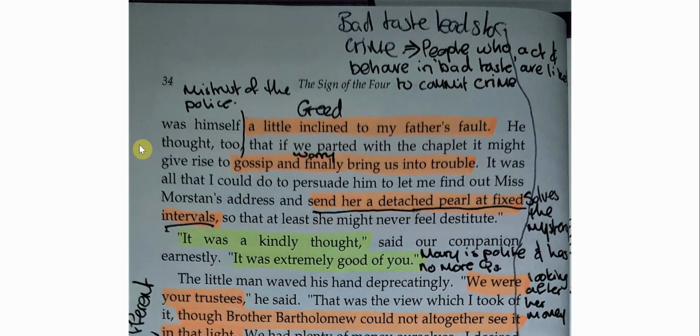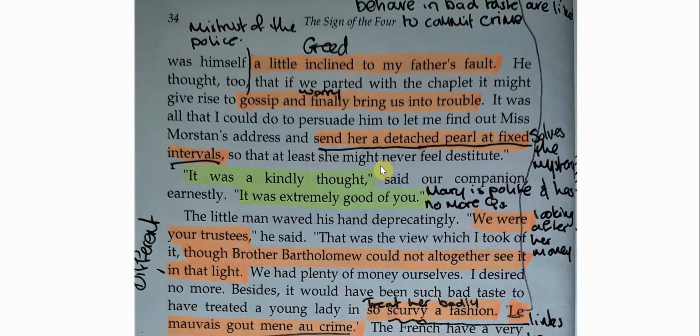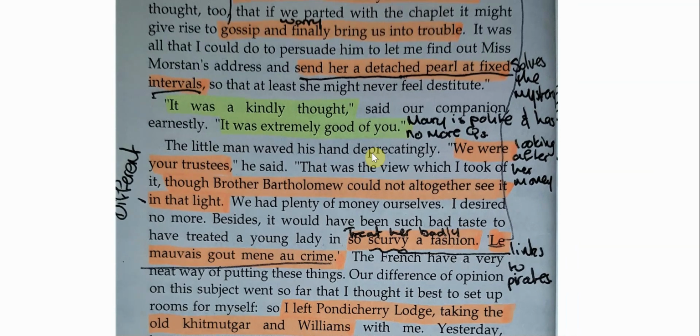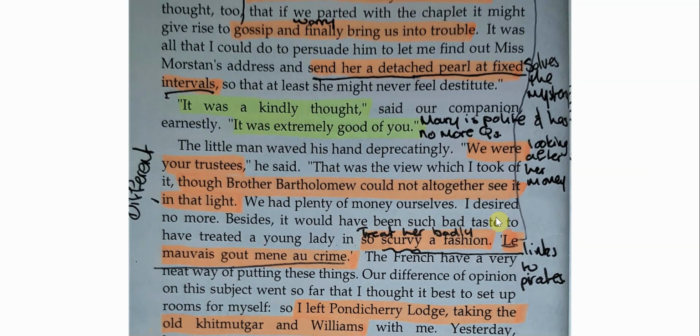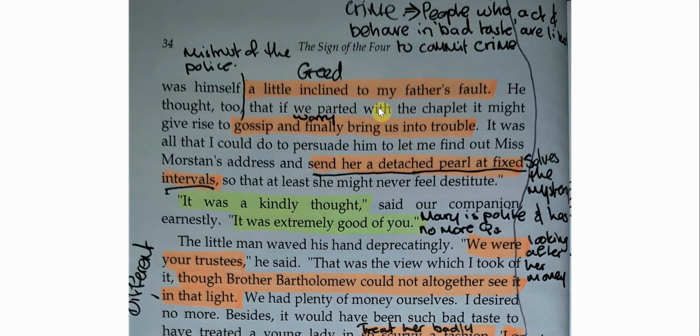Right, so we see that Bartholomew Sholto is also greedy. Thaddeus Sholto says he's a little inclined to my father's fault. Bartholomew, very much the same as his father, Major Sholto. This again, we talked about duality within their family. This again links with the idea that Thaddeus is kind and Bartholomew is greedy. We even see it here where Thaddeus says, we had plenty of money ourselves. I desired no more. Thaddeus Sholto, somewhat of the black sheep of the family there.